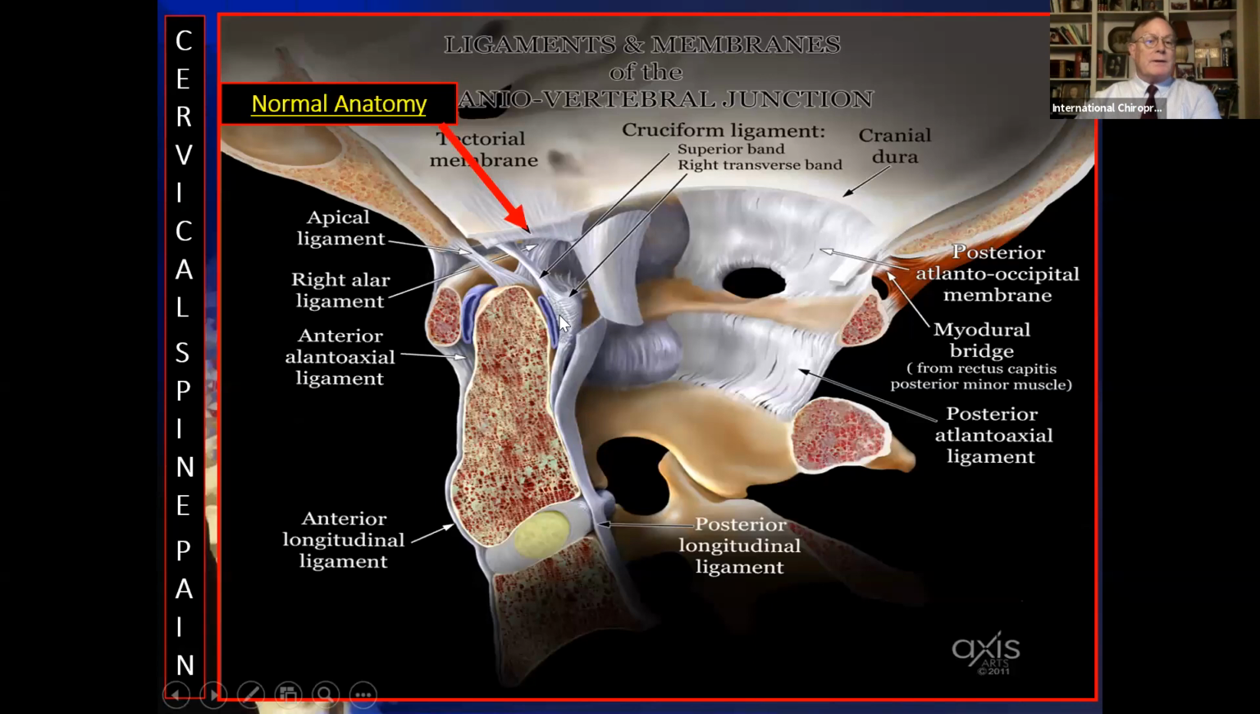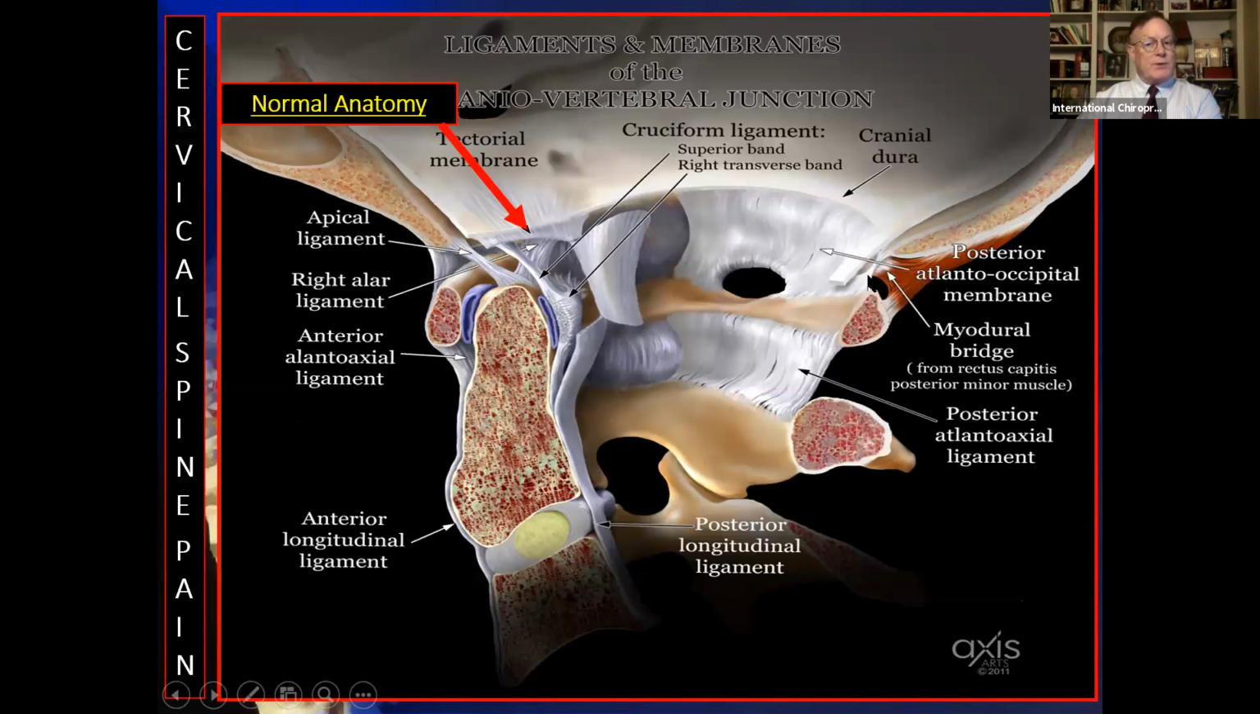And again, you can see the cruciform ligament here. Here's the little synovial capsule, the posterior atlanto dental joint, and here's the anterior atlantodental synovial joint. And here's the apical ligament here. And then again, the anterior atlanto-occipital membrane, atlantoaxial, and anterior longitudinal ligament here. Now in the back, another structure we didn't comment on before, this is the myodural bridge from the rectus capitis minor muscle to coalesce into the posterior atlanto-occipital membrane, which is contiguous with the dura.